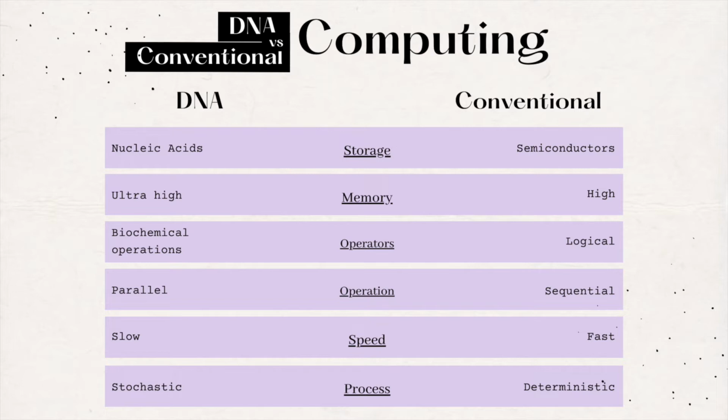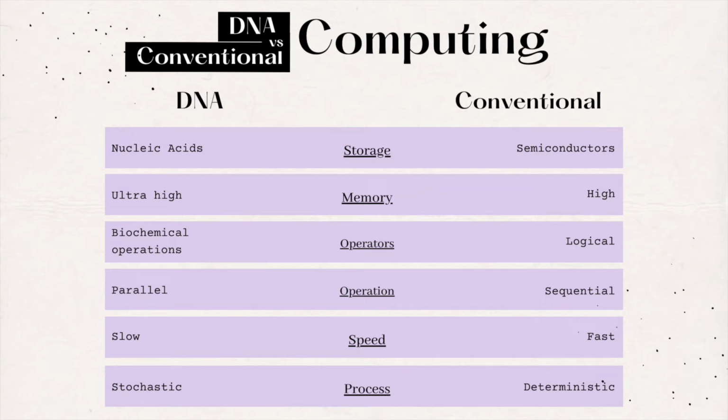Now the memory. Memory plays a vital role in the functioning of a computer. Due to the use of nucleic acid as a basic component, DNA computers tend to have very high memory, whereas conventional computers have high memory.